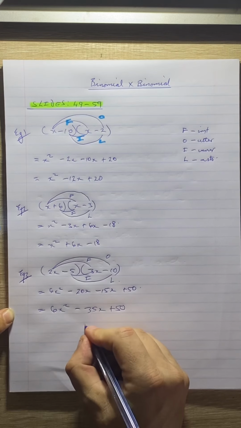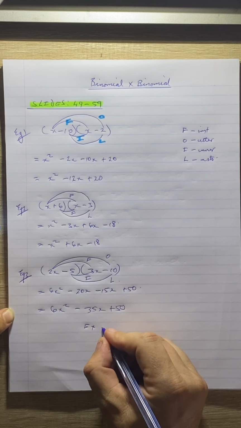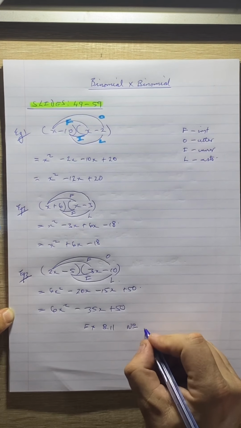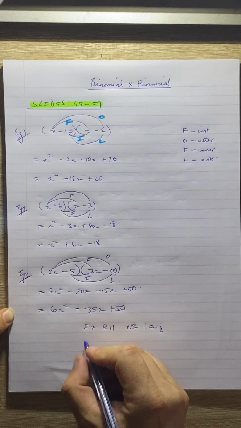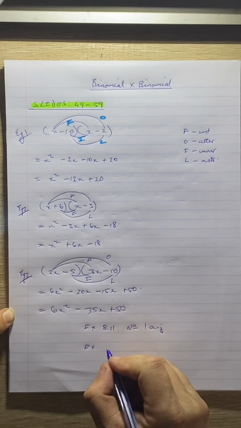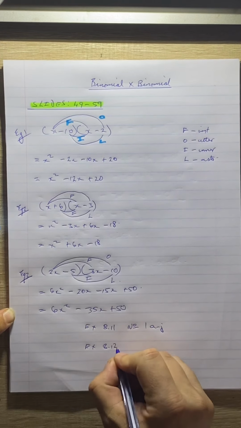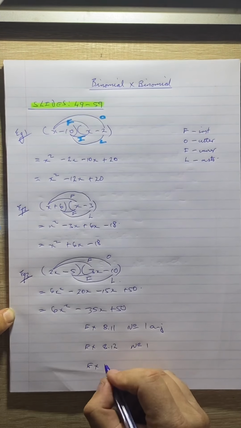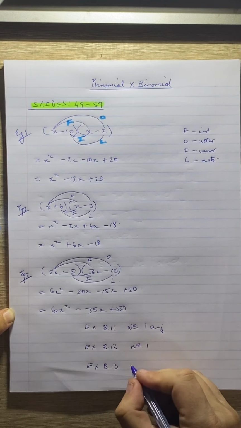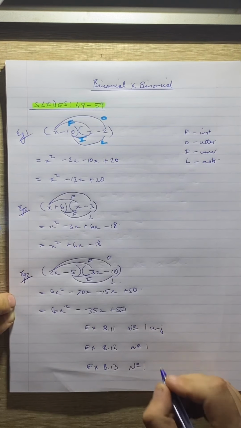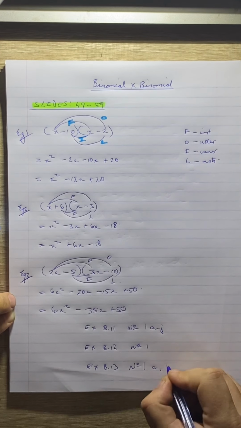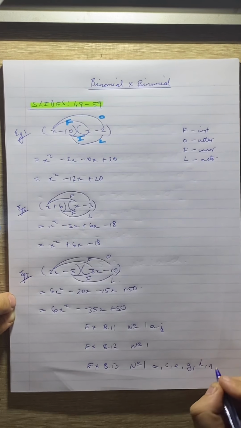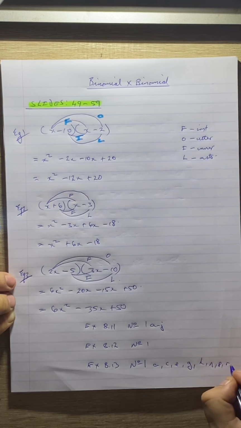What I would like you guys to do for homework is exercise 8.11, number 1A to J, then exercise 8.12, number 1, and then exercise 8.13, number 1. Okay, there's quite a bit here. A, C, E, G, K, N, P, R, and T.